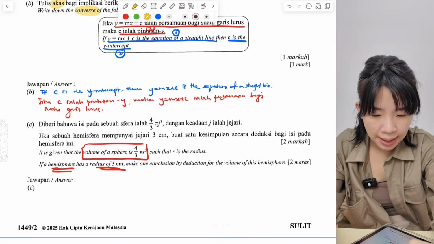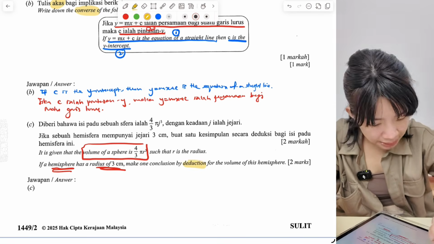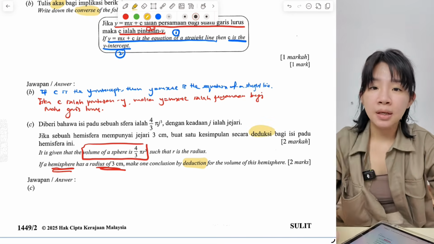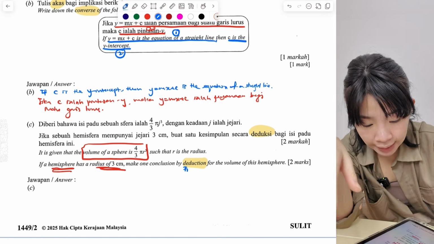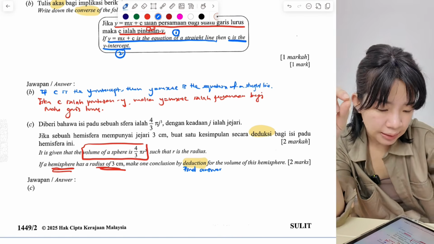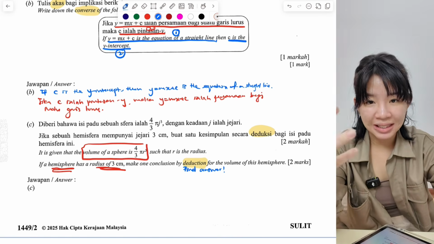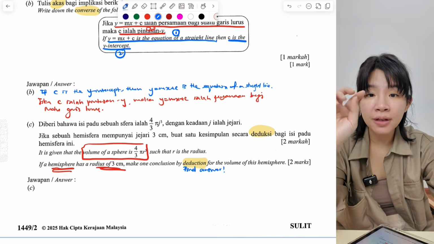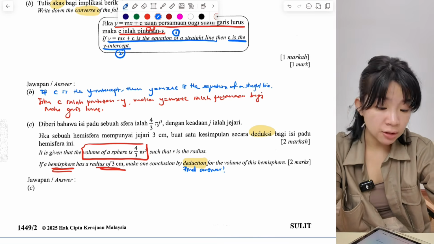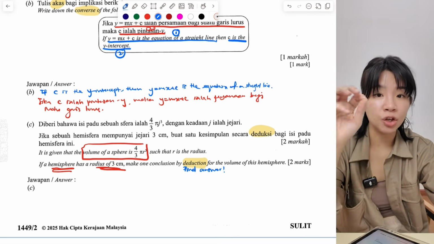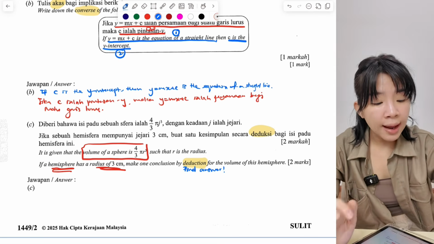Now, everybody, I need you to highlight this, the word deduction. Deduksi. Now, whenever you see the word deduction, meaning they want us to find answer. They give us a formula, we want answer. Deduction means answer. If they say induction, means they want us to find formula. But now, they give us formula, so we want to find answer. That is called deduction. Okay, they want hemisphere.